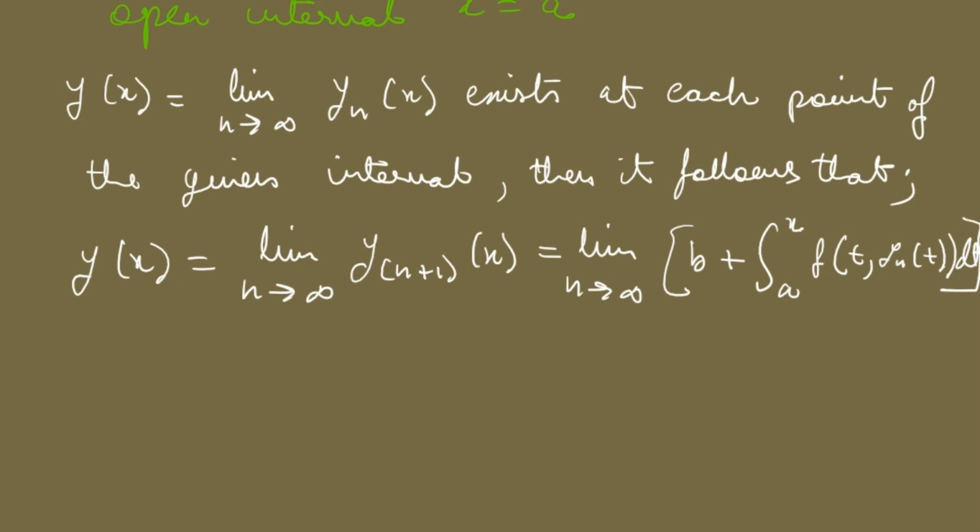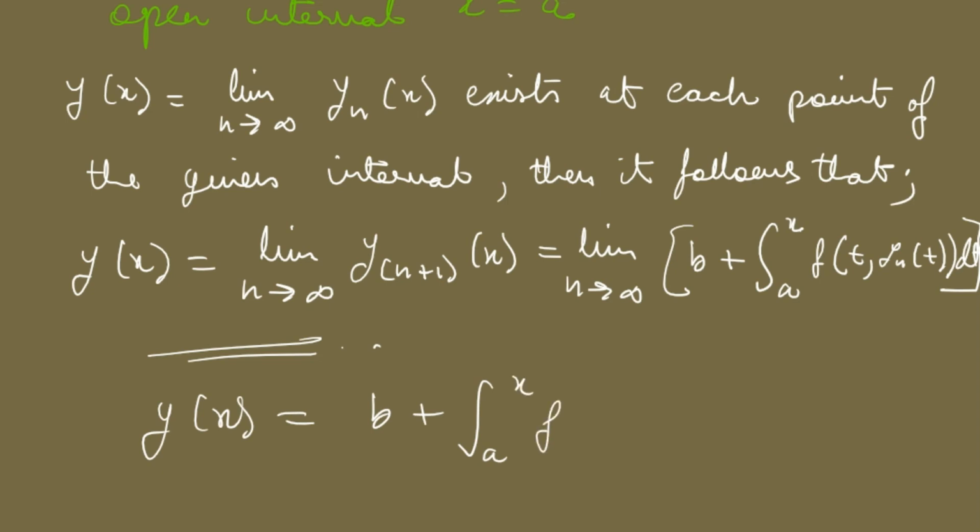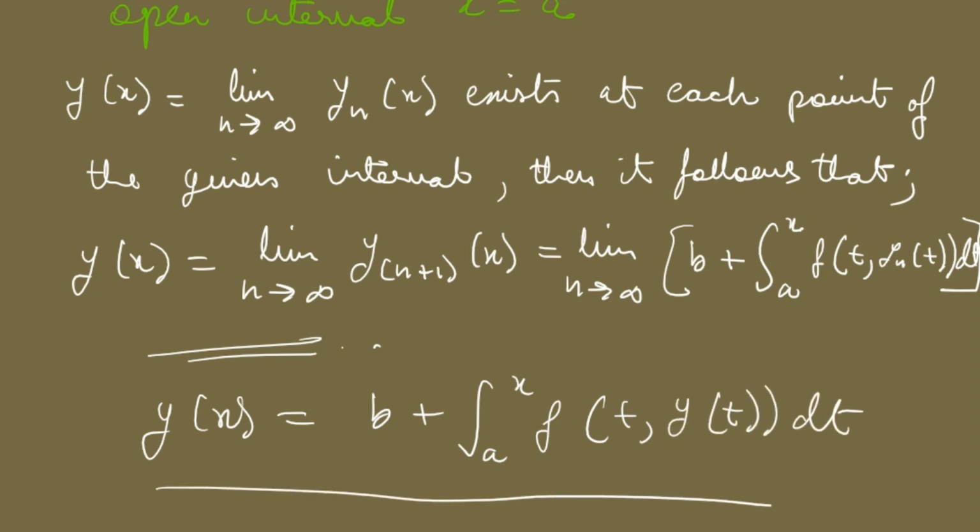Now you see there will be many more things over here, which is actually the evaluation of limits. So eventually, after you get everything, the final proof will come: y of x will be equal to b plus the integration from a to x of f of t comma y of t dt. Finally you will get this.